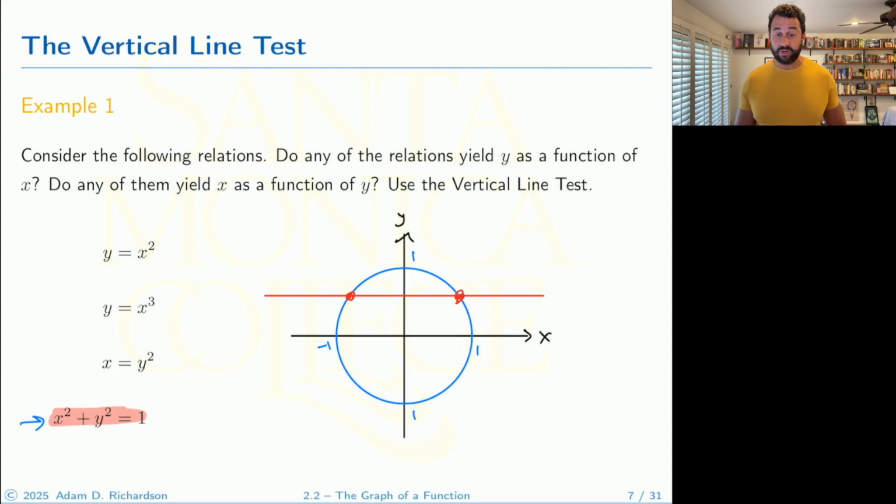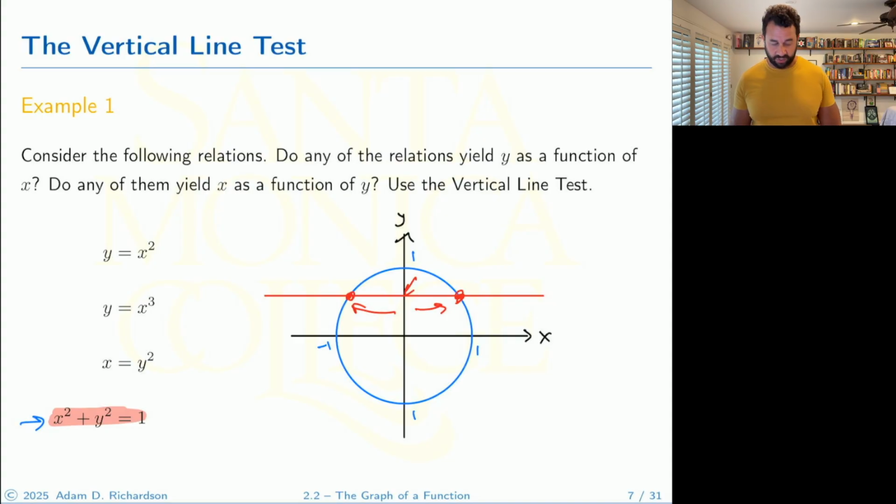So this equation also does not give x as a function of y, meaning if you pick any y value you want, maybe this y value here, you're going to get two different x values, not a function in this case.